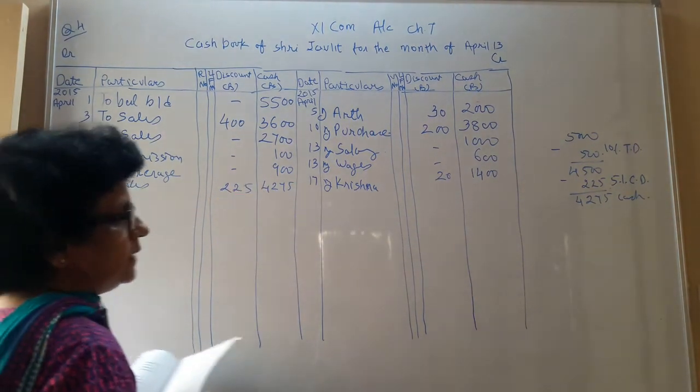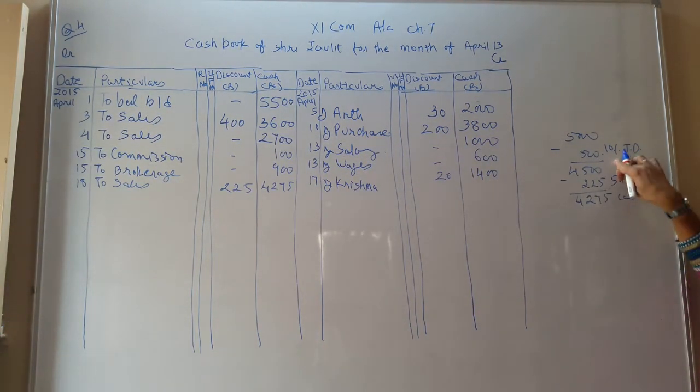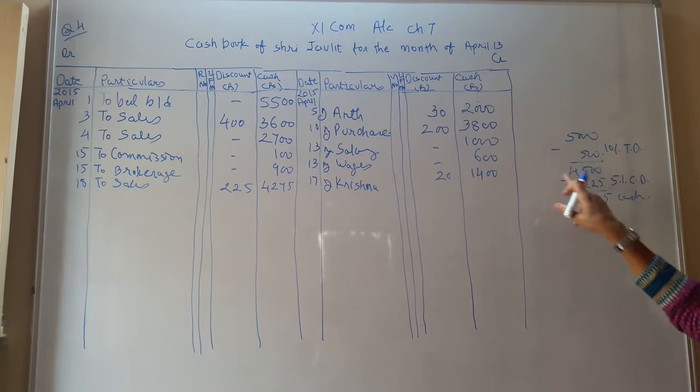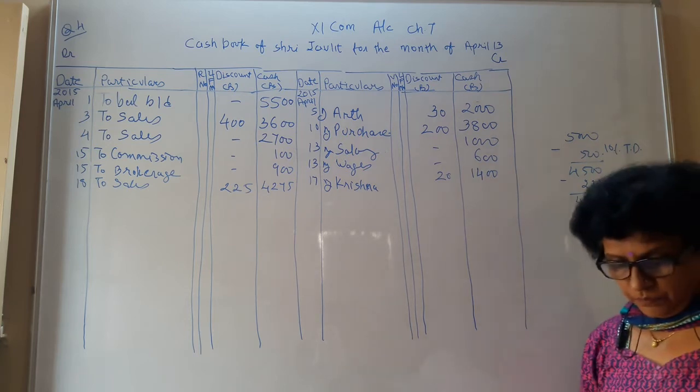How that 225 was derived, that calculation is done: cost price minus trade discount, which is not to be recorded, for the figure, minus cash discount. So this is the cash you are receiving, and this is the discount you have given.